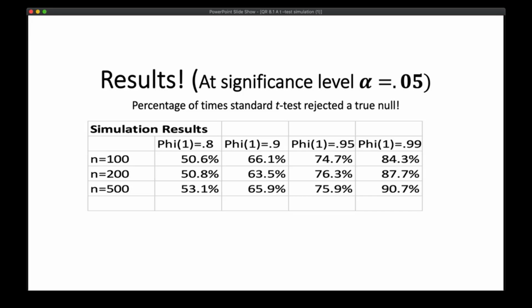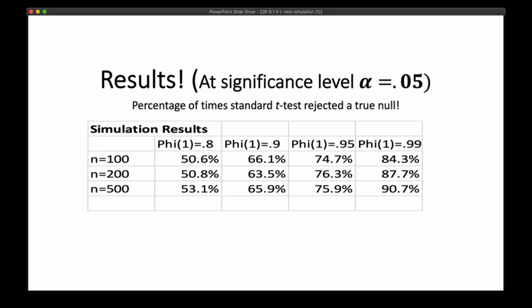So let's look at that first column of phi 1 of 0.8. Looks like for n equals 100, 200, and 500, we have values. This is probability of rejecting the null when the null is true of 50.6, 50.8, 53.1. That's terrible, terribly high. We were hoping that would be 5%, and it's not even close. For phi 1 equals 0.9, it's even worse. We're in the 60s. For phi 1 of 0.95, even worse. We're in the 70s. And for phi 1 of 0.99, in the 80s, upper 80s, and 90. So just terrible. The test is performing miserably.